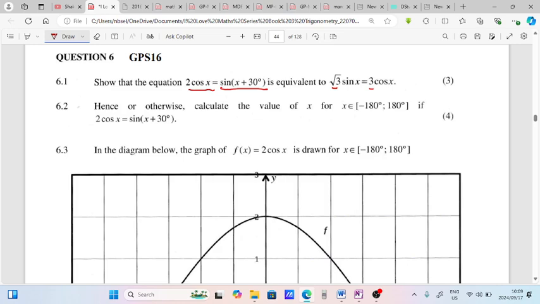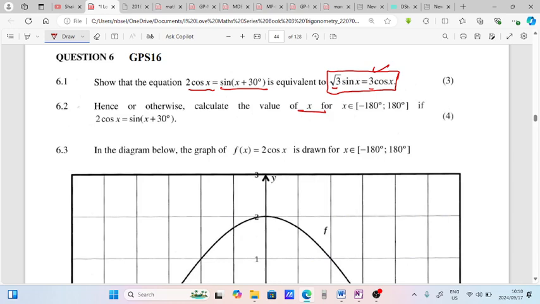Hence, or otherwise, calculate the values of x. Now, in grade 11, we move to hence, or otherwise, calculate the value of x given that information. Now, which method are we going to use here to get the values of x? The angles are the same.